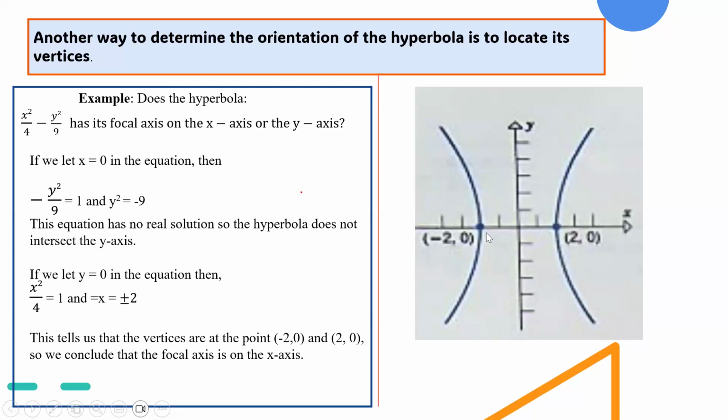And here the diagram is showing. So our vertices are at the points negative 2 and positive 2, and the orientation is horizontal.